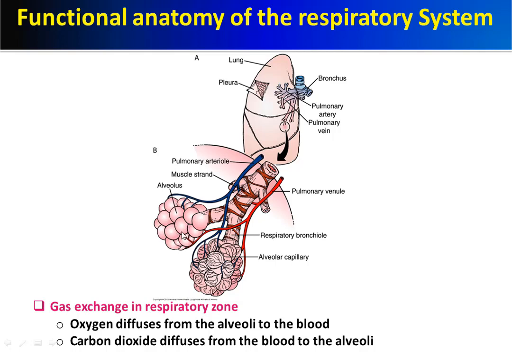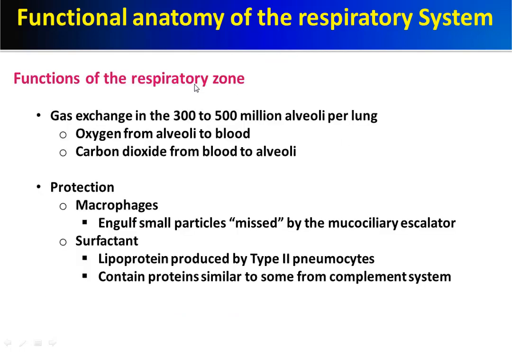So oxygen in the alveolar air diffuses from the alveoli into the blood, and carbon dioxide from the venous blood diffuses into the alveoli in order to get eliminated into the atmosphere. Thus, the primary function of the respiratory zone is the exchange of gases through the alveolar walls and the walls of the pulmonary capillaries. How many alveoli do we have in each lung? We have approximately 300 to 500 million alveoli in each lung.